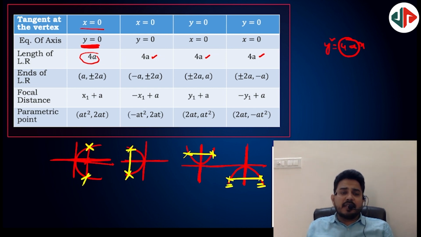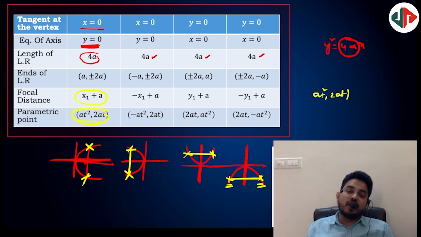The focal distance of any point on y square is equal to 4ax is the abscissa plus the length of the latus rectum by four. The parametric point is a t square comma 2at, but concentrate on this one only. We generally call this point t.